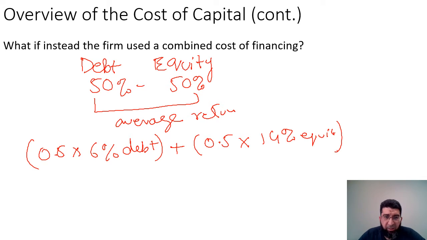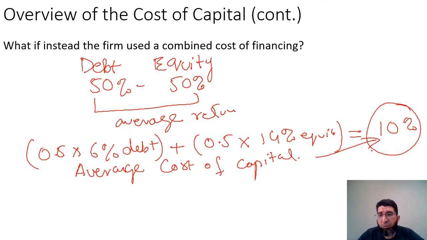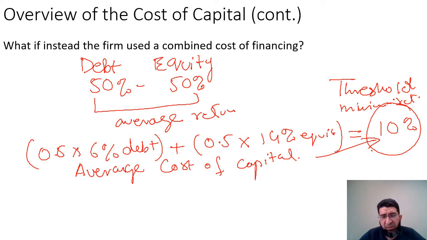This gives us a 10% average cost of capital. So it is the average cost of capital. Now this is a new threshold. So if we are maintaining debt and equity in the firm, our threshold of minimum return should be 10%. Anything above 10% should be acceptable. Anything less than 10% should be rejected.